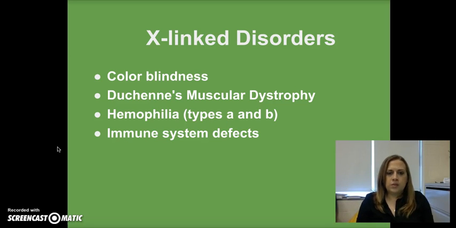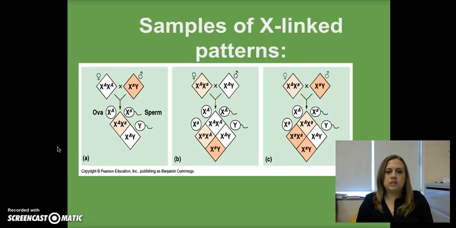Some fairly common X-linked disorders that you tend to see more in males than females would be color blindness. We talk about this a lot in class because you guys know I've got two colorblind brothers. Duchenne's muscular dystrophy, hemophilia, and then some immune system defects.